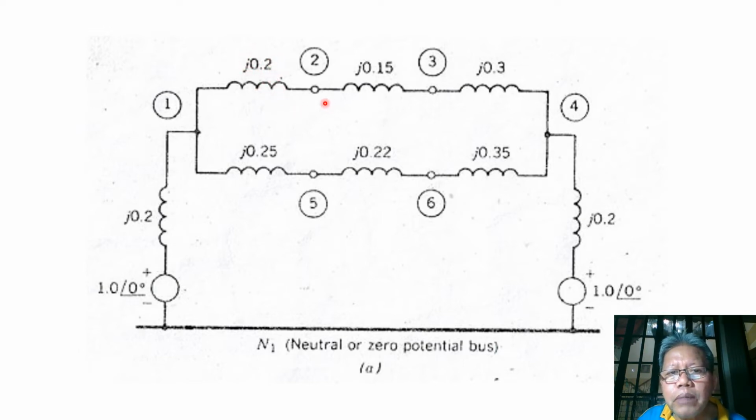Now between bus 2 and bus 3, we have the transmission line, which is represented by its reactance of 0.15. In this case, the resistance of the transmission line is neglected, so we have only the reactance. Now between bus 3 and bus 4, we have transformer 2, which again can allow the flow of positive sequence current from its primary terminal to the secondary terminal. And so we represent transformer 2 with its positive sequence reactance of j0.3.